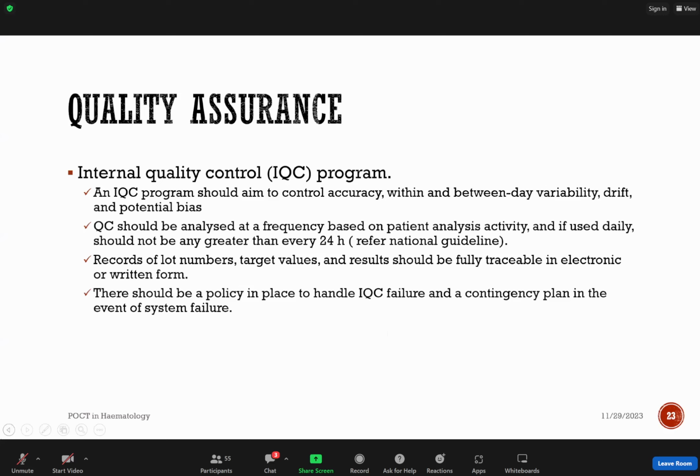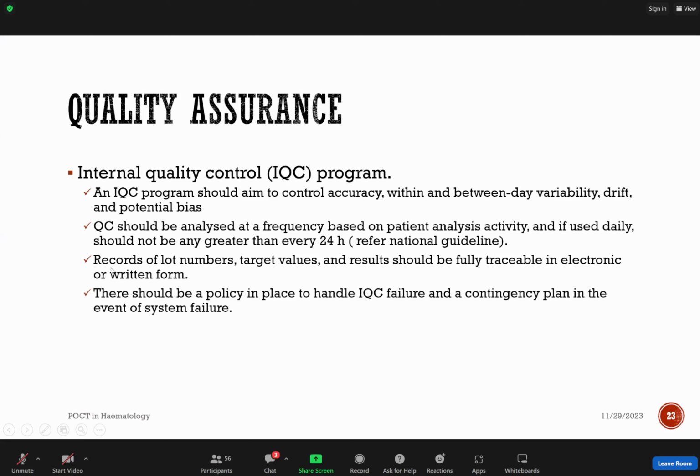Okay, we move on to internal quality control program. An IQC program should aim to control accuracy, within and between run variability, drift, and potential bias. QC should be analyzed at a frequency based on patient analysis activity, and if used daily, should not be any greater than every 24 hours. We can see the frequency of QC to be done in our national guideline later.